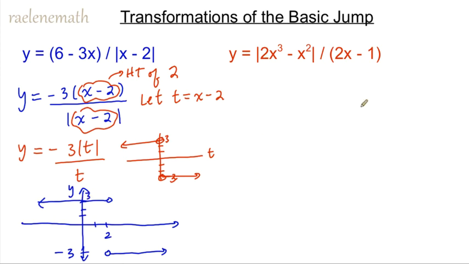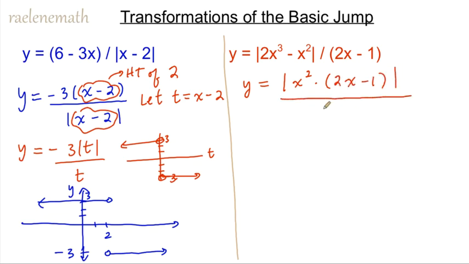Okay, so another possibility is a graph that looks a bit more complicated than just a linear factor inside. And the first thing I'm going to do is factor as much as possible. Let me just clear that. So let's say we've got y is equal to the absolute value of x squared times 2x minus 1. We're starting to see that common factor of 2x minus 1. And we can apply the property of absolute values to the numerator.